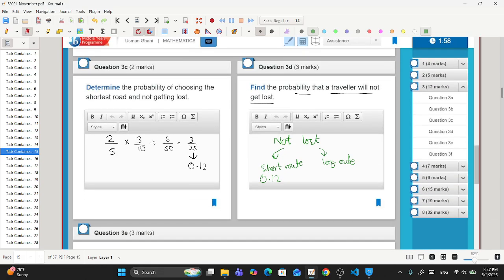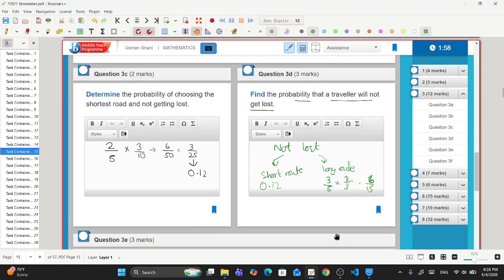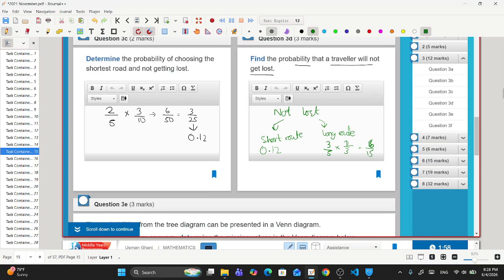Okay, so that is supposed to be 2 over 5, in fact no, 3 over 5 multiplied by 1 over 3. So that becomes 3 over 15. Now what you're supposed to be doing, in fact no, 2 over 15. So this becomes 6 over 15, right? Because 2 over 3 was the value of not getting lost. So 6 over 15 would be your part of the long route.